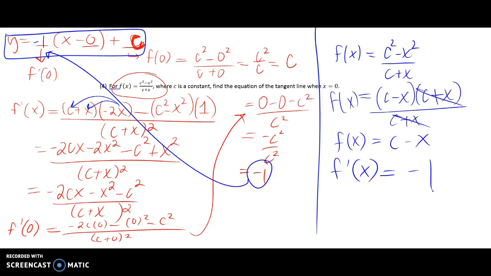Please have your algebra radar on when you're doing these. A lot of times the algebraic manipulation, I said this earlier, is way simpler than the quotient rule or the product rule.